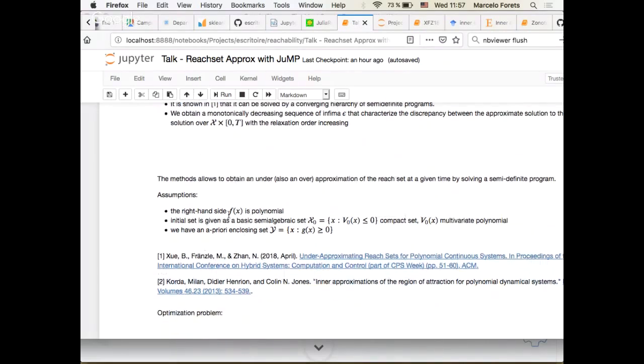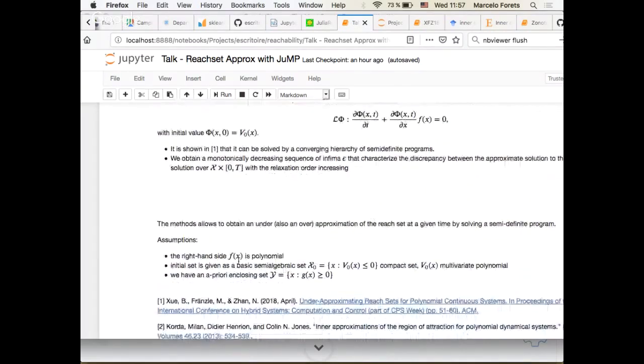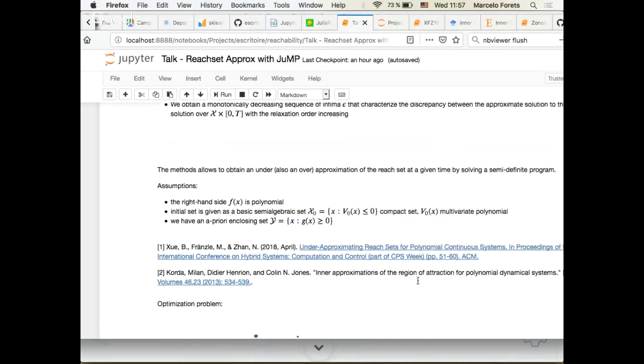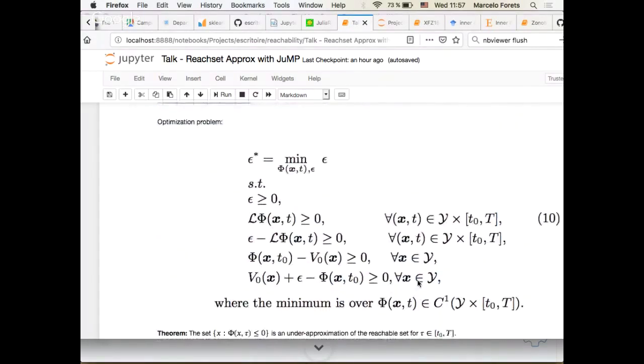So essentially, I'm going to take some assumptions. The right-hand side f of x is a polynomial, and the initial set is a basic semi-algebraic set. This means it's a set defined by polynomial inequalities. And we also need to give an a priori enclosing set. This means that my reachable set is bounded in some compact set and cannot go outside of it. So then there is an optimization problem that we can formulate.